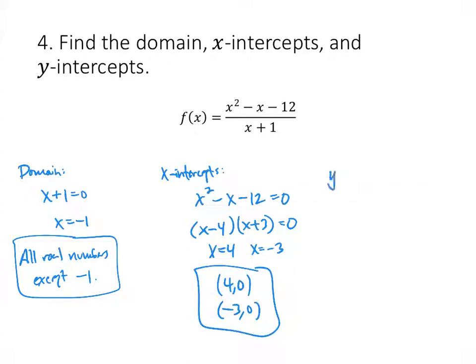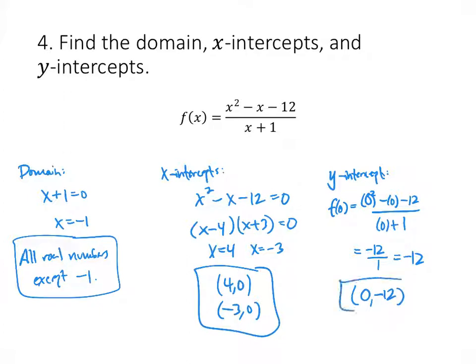Finally, for the y-intercept, we want to plug in x equals 0. We can do that here because 0 is in the domain, and so we get f of 0, which is 0 squared minus 0 minus 12 divided by 0 plus 1. That's negative 12 divided by 1, that's just negative 12, and so my y-intercept is 0, negative 12.